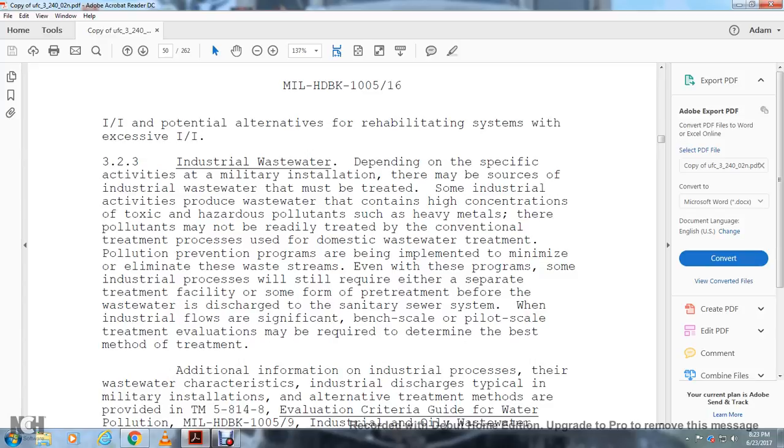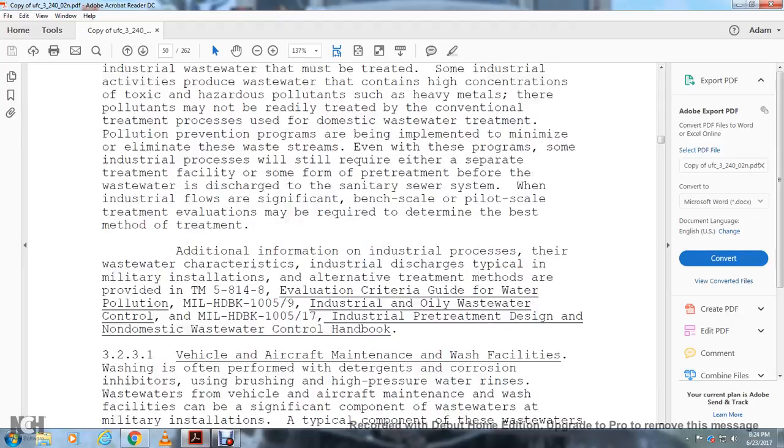Industrial wastewater. Depending on the specific activity of the military installation, there may be sources of industrial wastewater. Some industrial activities produce wastewater that contains high concentrations of toxic or hazardous pollutants such as heavy metals. These pollutants might not be readily treated with conventional treatment. Pollution prevention programs are being implemented to minimize or eliminate these wastewaters. Even with these programs, some industrial processes will still require either a separate treatment facility or some pre-treatment before the wastewater is discharged to the sanitary sewer system. When the industrial flow is significant, pilot scale treatment evaluations may be required to determine the best method of treatment.